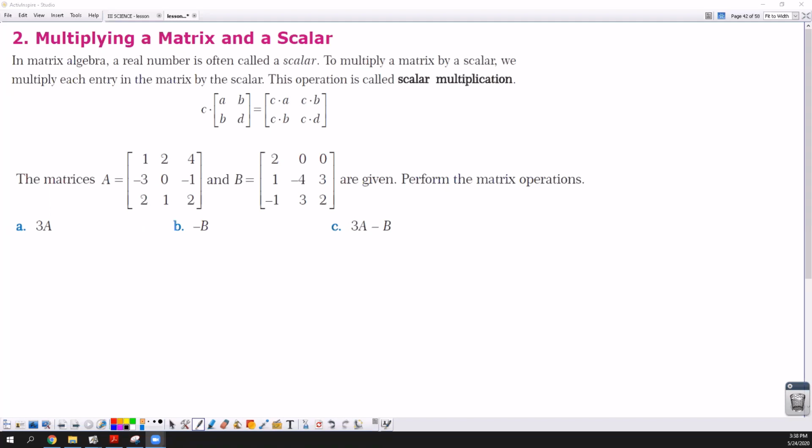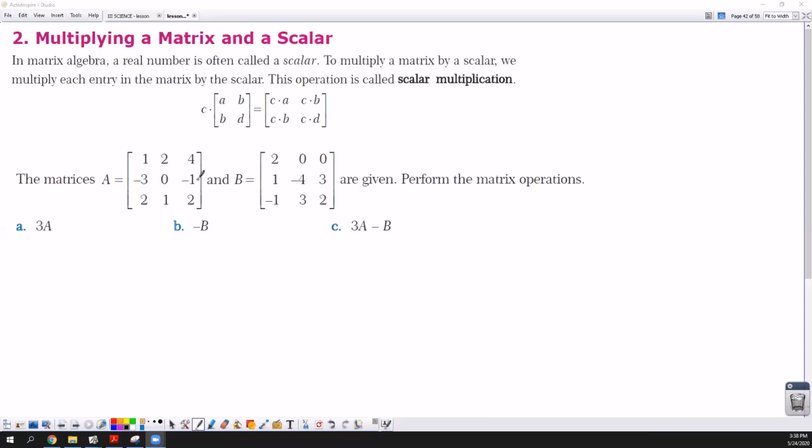You're going to see here, c is our scalar, and the matrices A, B, and D are given. To multiply a matrix by a scalar, we will multiply c by all of the elements. So c times A, c times B, c times B, and c times D. We're going to get this. Okay. So we're going to go over some examples relating to that. The matrices A and B are given, and we have to perform the matrix operations.